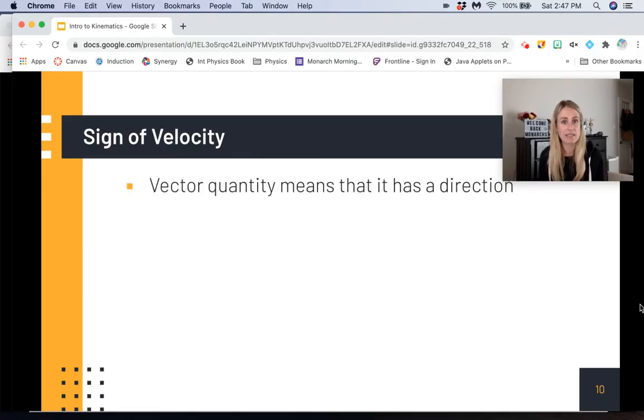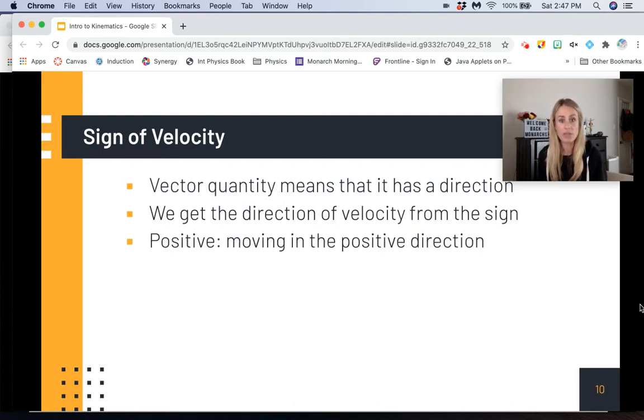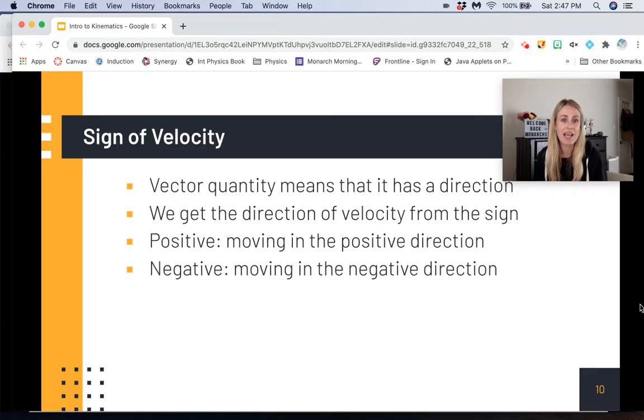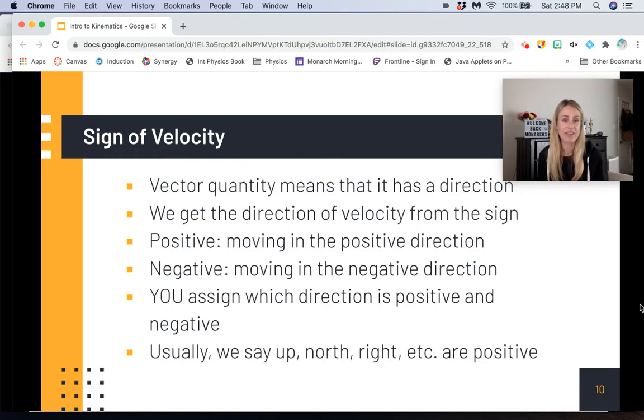Now, the sign of velocity, like I said before, it's a vector quantity, which means that it has a direction. And we get the direction of velocity from the sign, just like displacement. If we have a positive velocity, it means the object is moving in a positive direction. And if we have a negative velocity, it means the object is moving in a negative direction. Now, you are going to assign which direction is positive and negative. Usually we say, like I said before, up, north, right, forward, things like that. Those are all positive directions.